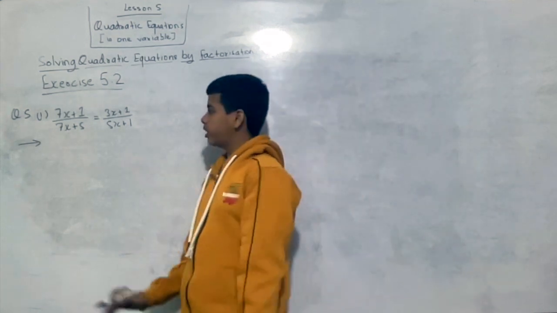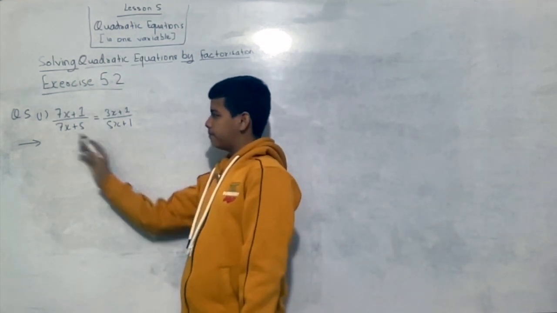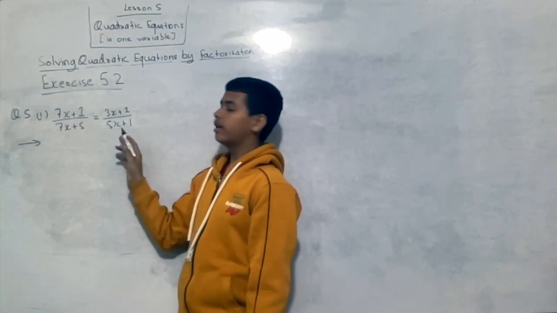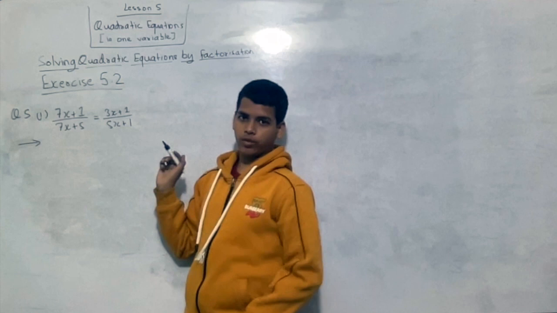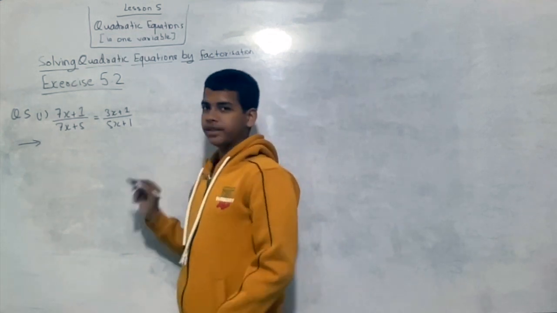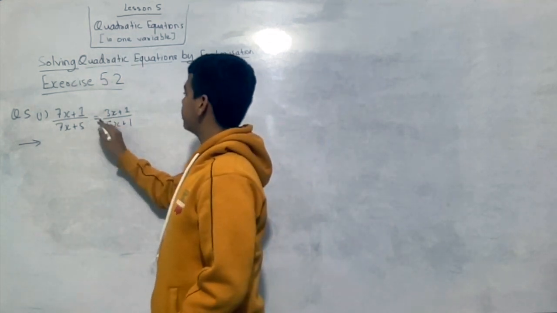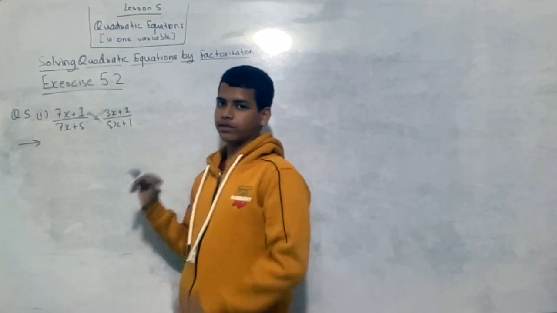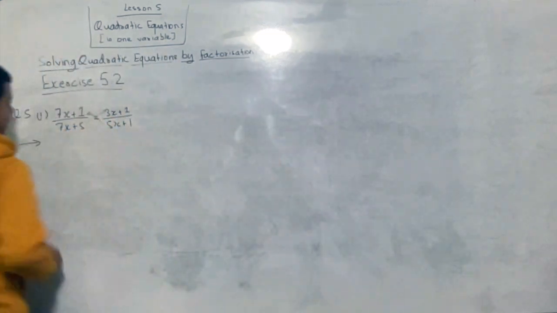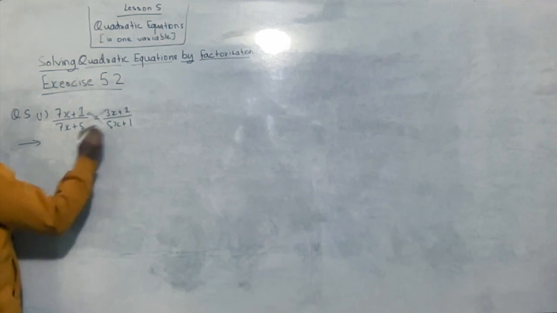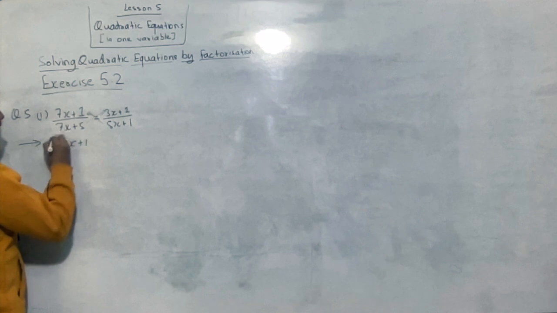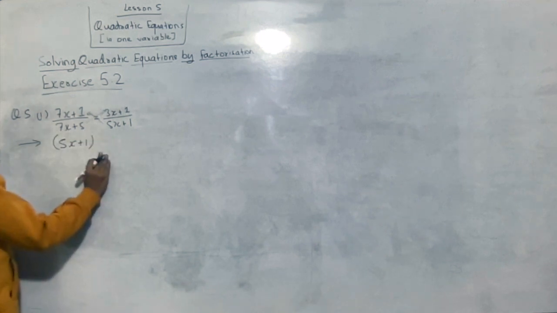So in this question we have (7x plus 1) divided by (7x plus 5) is equal to (3x plus 1) divided by (5x plus 1). So what we have to do is cross multiply this with this and this with this, so that we can remove the fraction part. We can do it easily by taking this to this side, 5x plus 1, we are taking this whole.